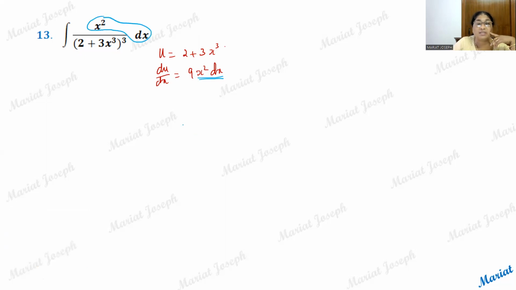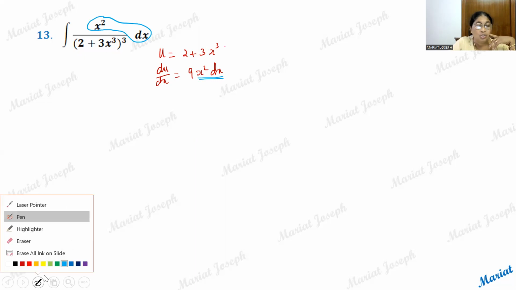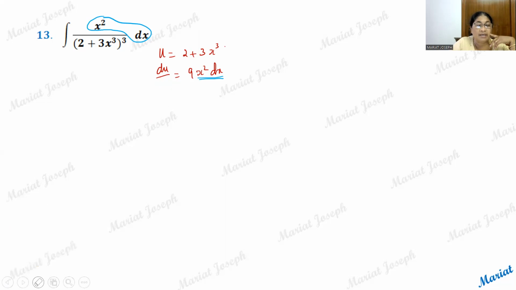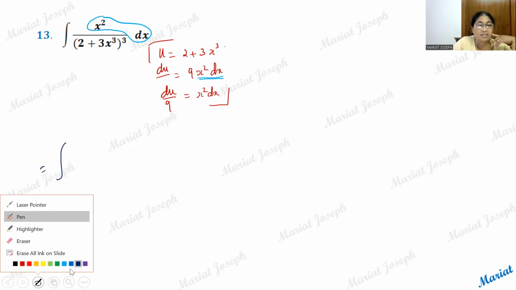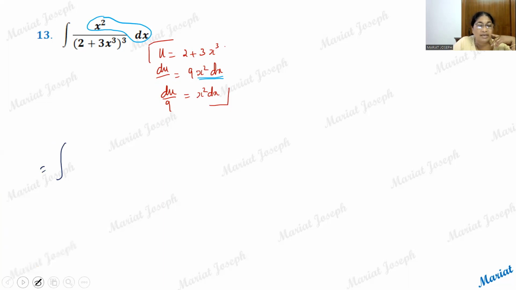That is why the substitution is working. So du divided by 9, du upon 9 is x square dx. So we can rewrite the integration as integral of x square dx is du by 9, upon 9, and we have 1 upon u cube.